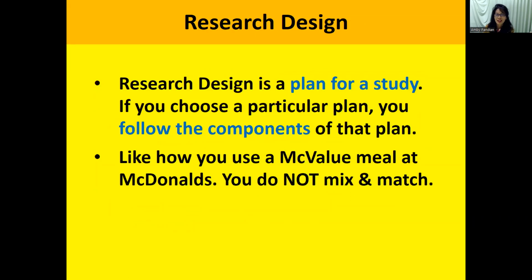So like I say, a research design is a plan for how you do the study. And if you choose a particular plan, whether A, B, C, or D, you follow the components of that plan. It's like you go to McDonald's, you choose a certain value meal and you take everything in that meal. It goes together. You don't mix and match across because they've calculated the cost and this is the price. So in the same way, if you choose a certain research design, A, B, C, or D, you follow the plan, how you do the study.